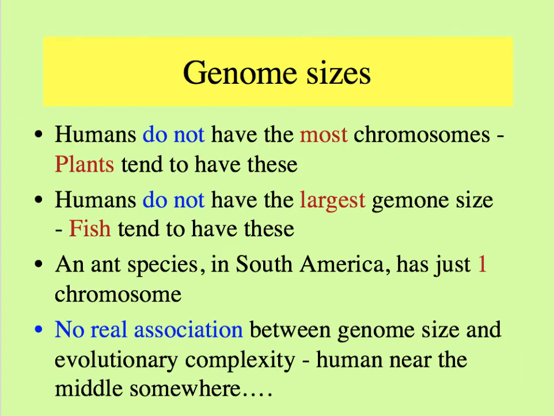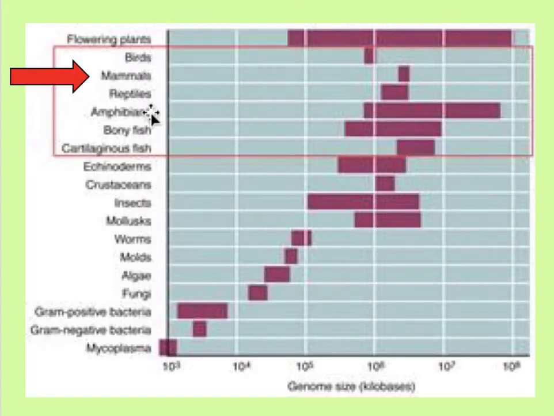It is humbling to understand that humans do not have the most chromosomes of living organisms. Plants have that record. Neither do humans have the largest genome size. Fish tend to have that. Interestingly, a newly discovered ant species in South America a few years ago has just 1 pair of chromosomes. As the next slide will show, there is no real association between genome size and evolutionary complexity. Humans are somewhere near the middle.